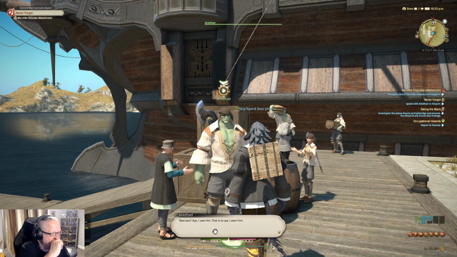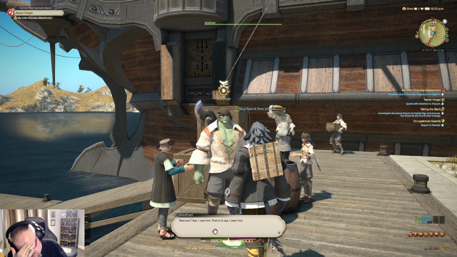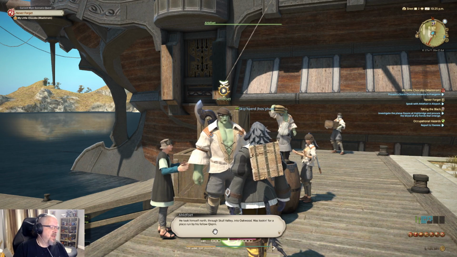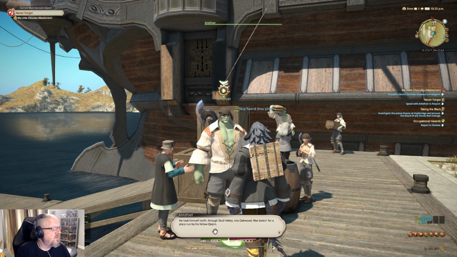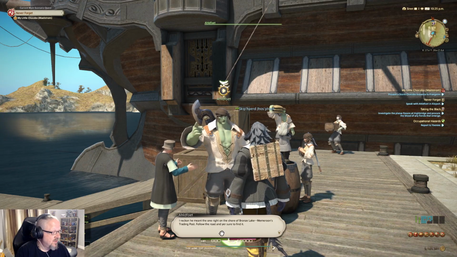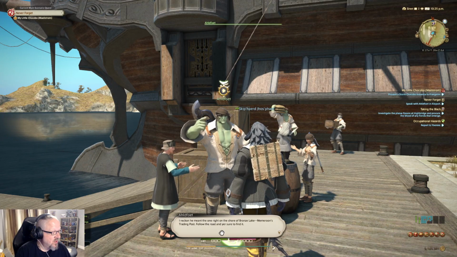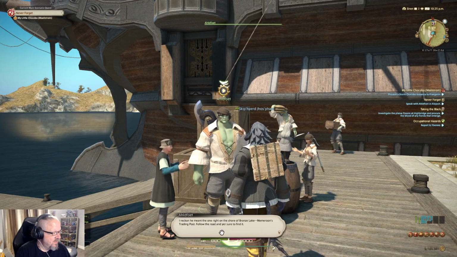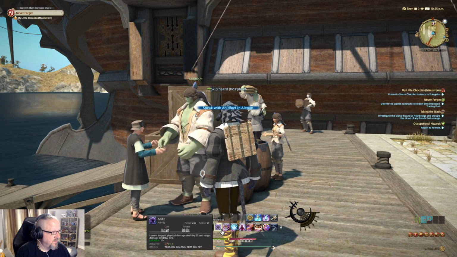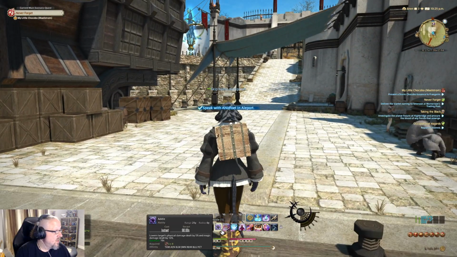Tetaroon? Aye, I saw him. That is to say, I seen him. He took himself north through Skull Valley into Oakwood. Was looking for a place run by his fellow Kikern. I reckon he meant one right on the shore of Bronze Lake. Memaroon's trading post. Follow the road and you're sure to find it.